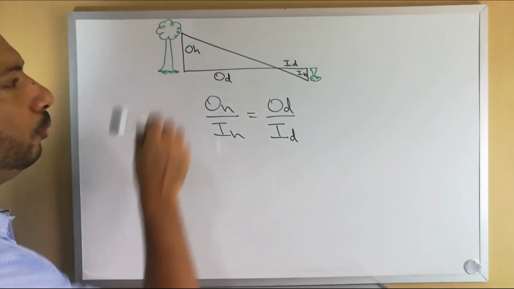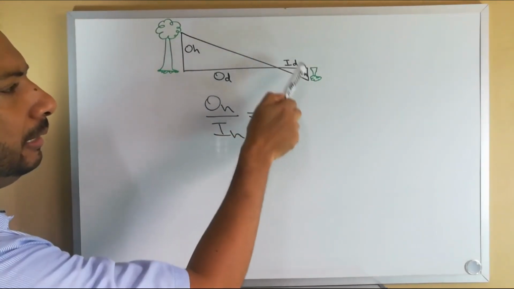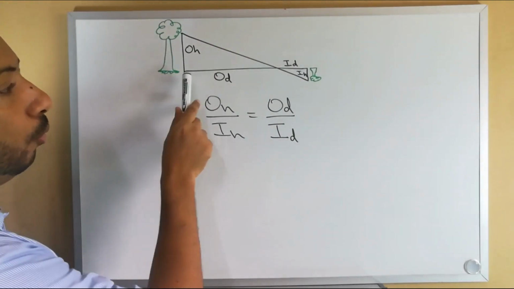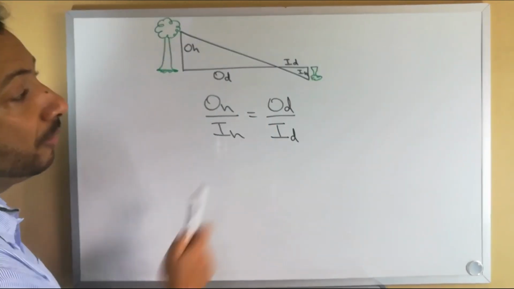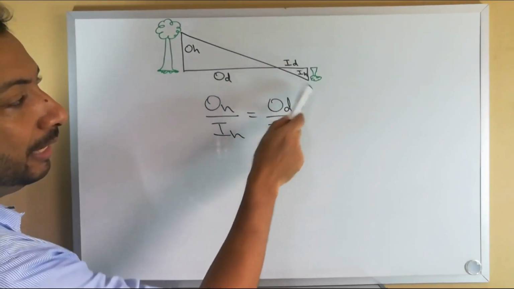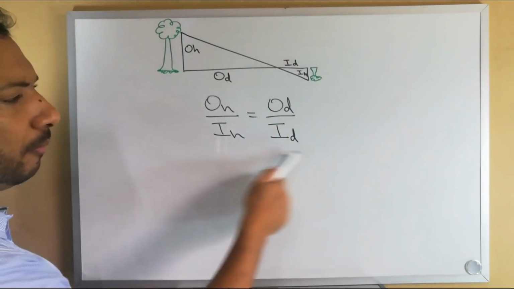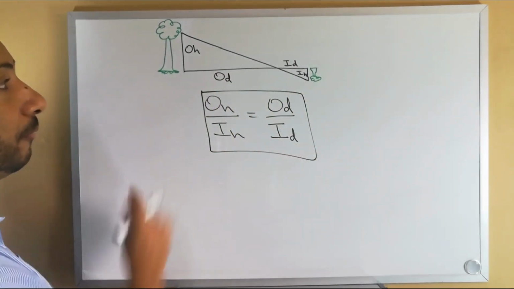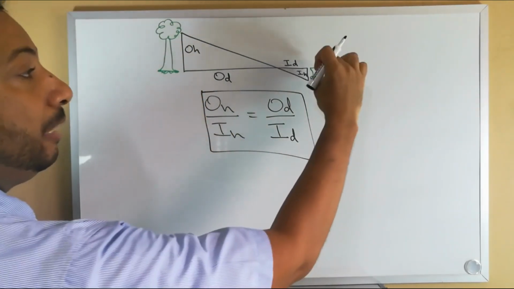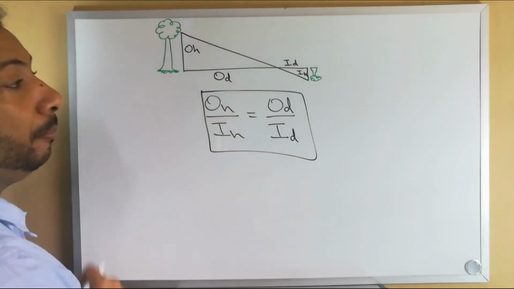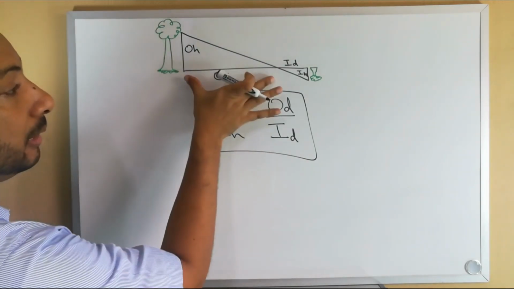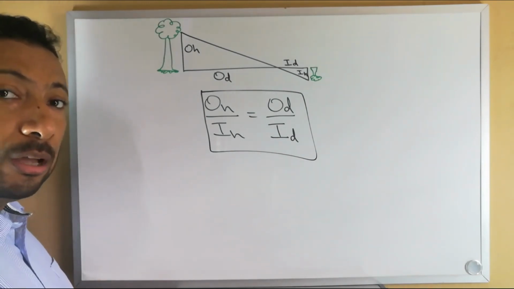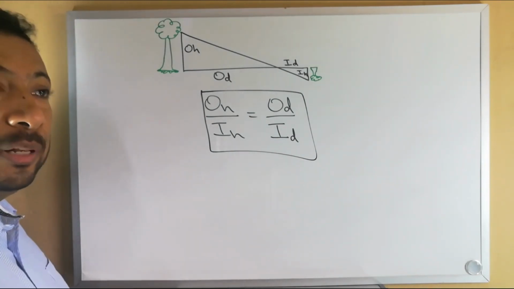So here, what do OH, OD, ID, and IH stand for? OH stands for the object height. OD is the object distance. ID is the image distance, and IH is the image height. So what is our formula here saying? It is saying basically that the ratio of the object height to the image height is the same ratio as the object distance to the image distance. And that is a direct result of the geometry of similar triangles.